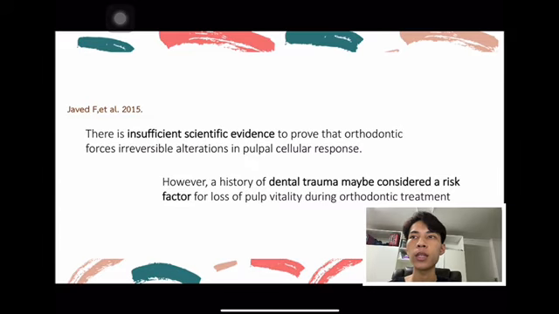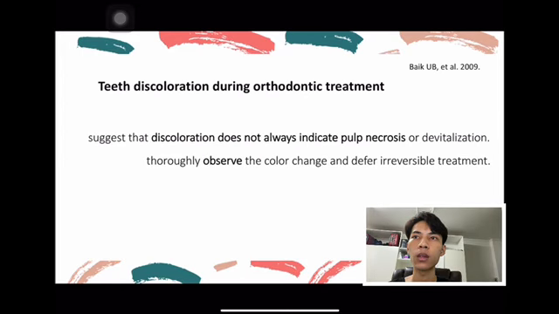There is insufficient scientific evidence to prove that orthodontic force causes irreversible alteration in pulp cellular response. However, history of dental trauma may be considered a risk factor for loss of pulp vitality during orthodontic treatment. Tooth discoloration during orthodontic treatment suggests that it does not always indicate pulp necrosis or devitalization. The color change should be observed before deciding on irreversible treatments.